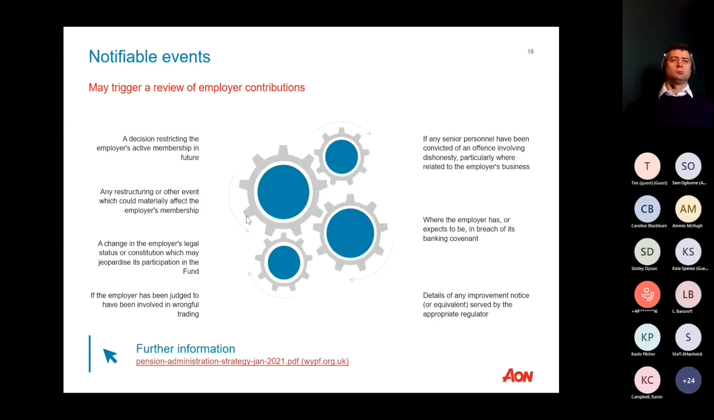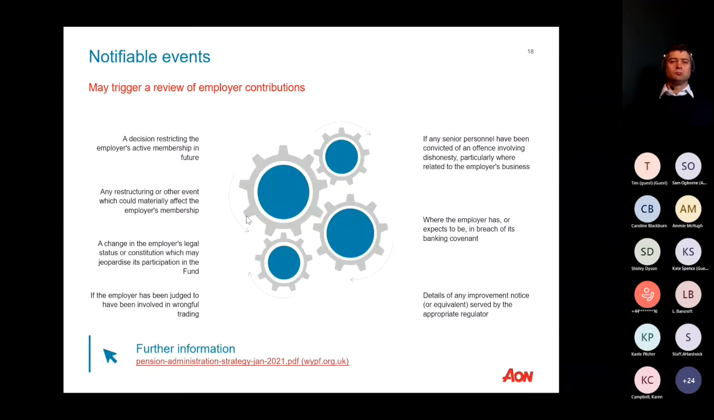If there is a restructuring or other event that could materially affect your membership. And in the context of academies and multi-academy trusts, I think that's most likely to be if there were a significant new academy trust joining the multi-academy trust. So in particular, if the contributions for your multi-academy trust are set at the MAT level, so you've only got one contribution, and a very big new academy joined, such that it actually changed the overall profile of the membership of the MAT, that might be something that would trigger a review of your contributions before the next valuation.